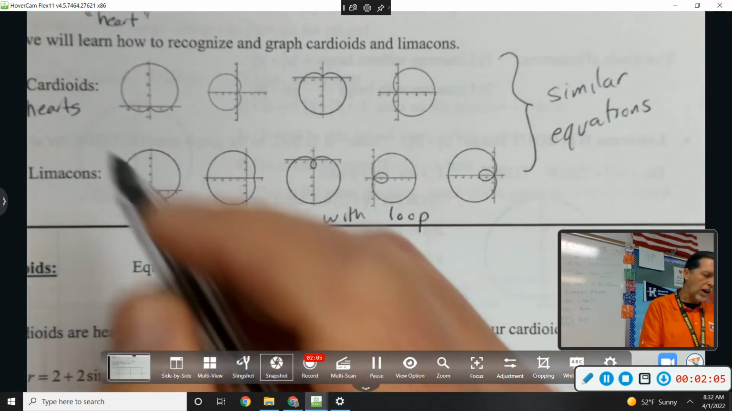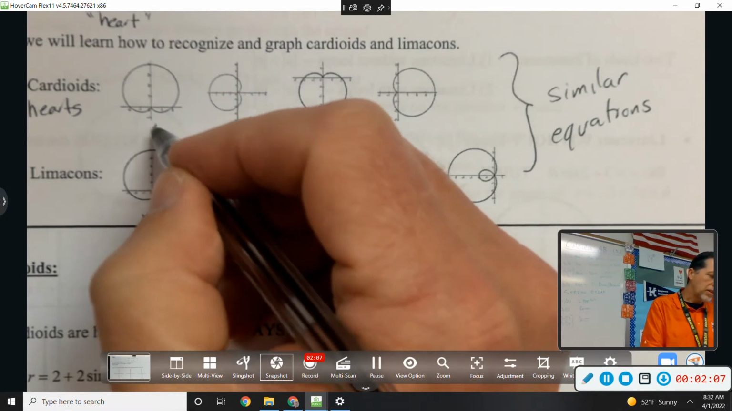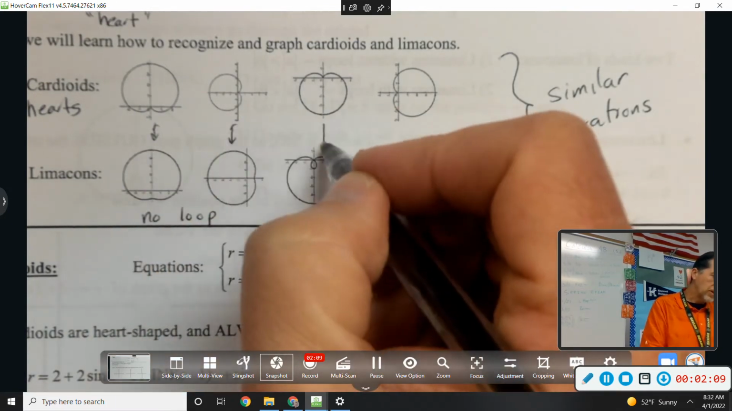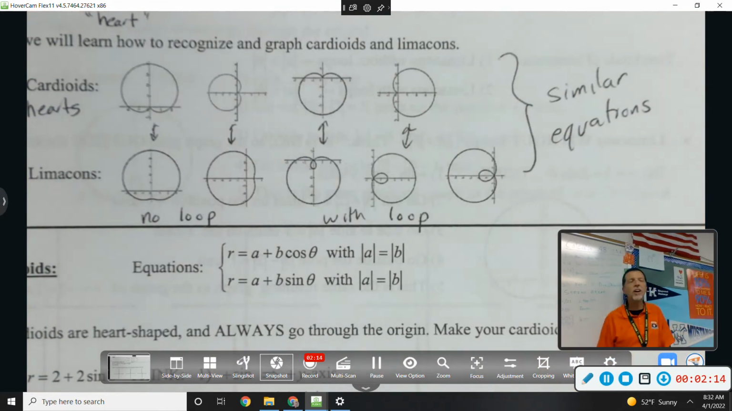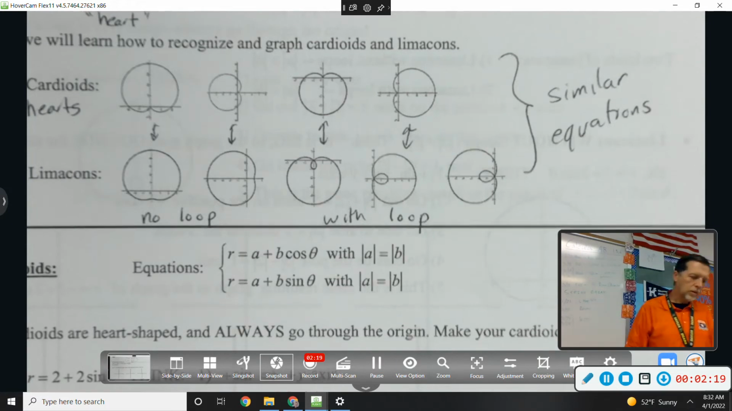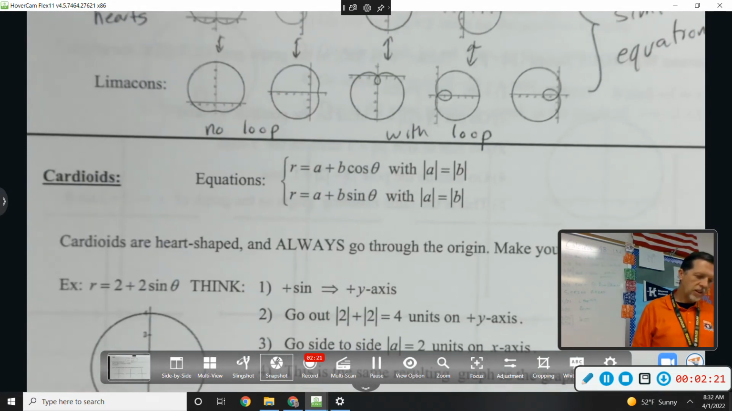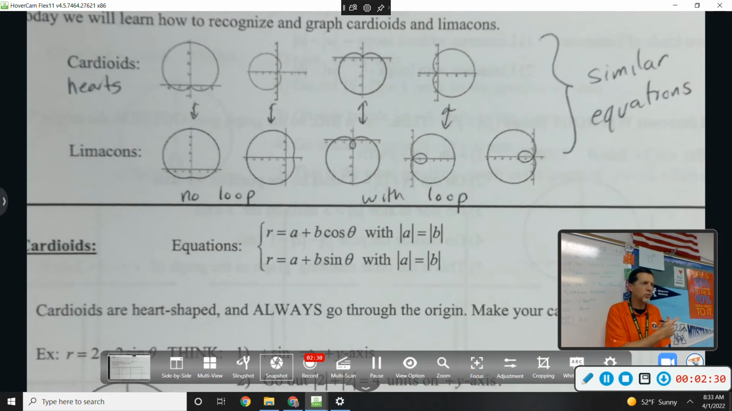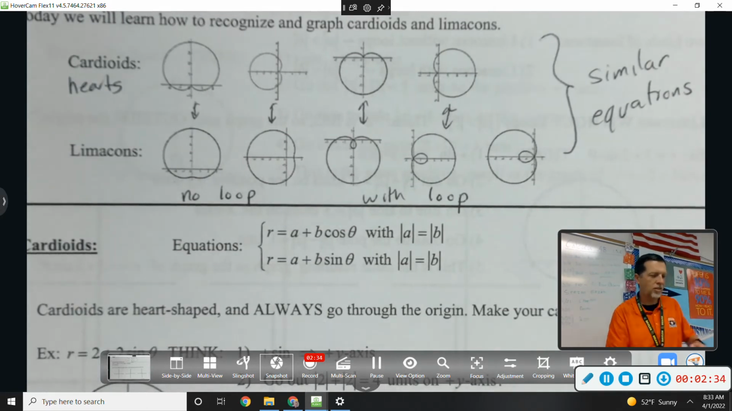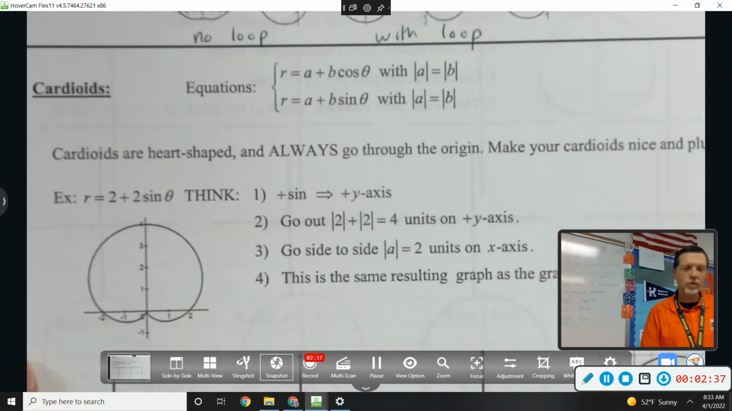In fact, you can see how we've sort of matched them up. Similar graphs, so very similar equations. In fact, we're going to do cardioids first, but cardioids in some ways are a specific case of a limacon. Like a circle is a special case of a rose, sort of, like a one-petaled rose. Well, a cardioid is kind of a special case of a limacon. That'll make more sense once we do a limacon.